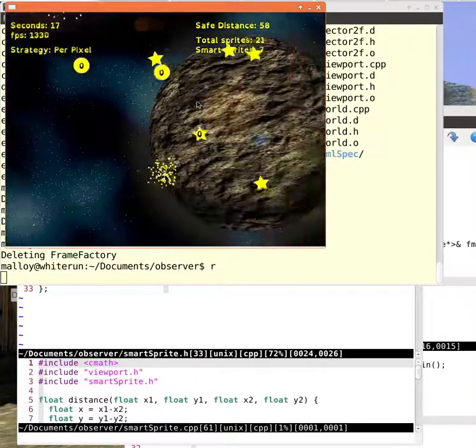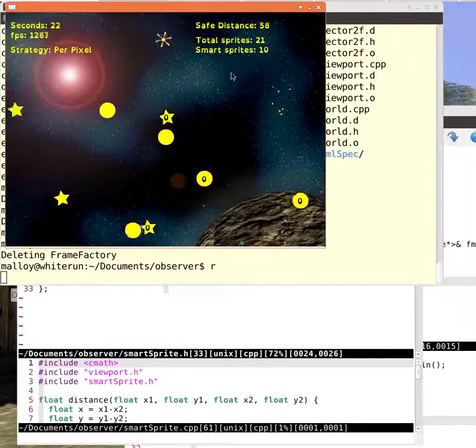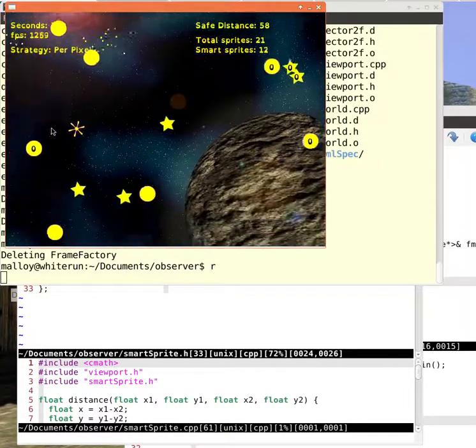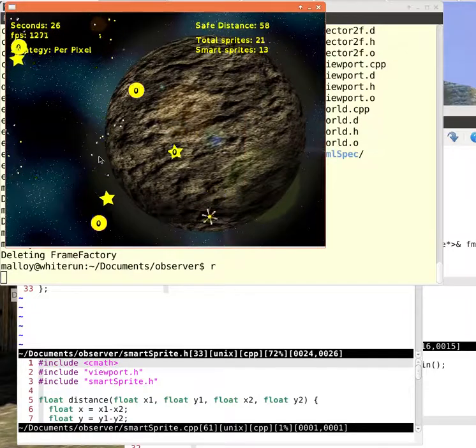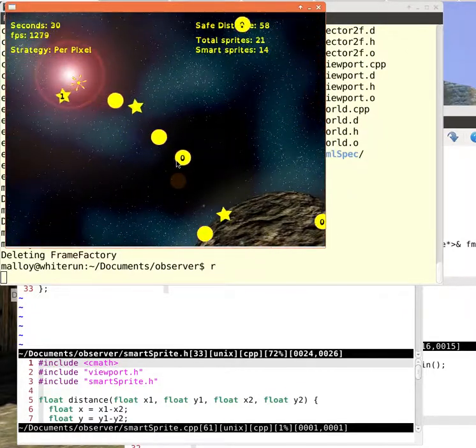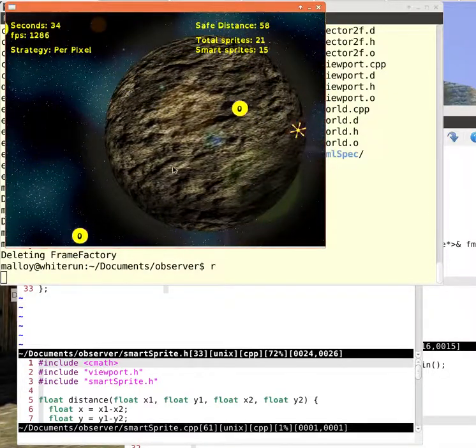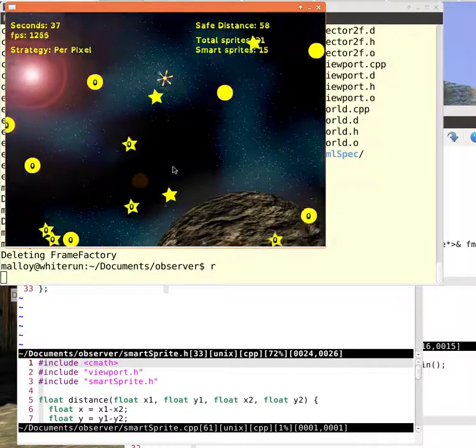Let's see. This only refers to the smart ones. I don't know if that's working, but you can see the safe distance is now 58. And so they'll let the spinning star get real close before they start to evade. Let's see if the spinning star gets them quicker. Ooh, yeah, I don't know. Is he getting them quicker? See them switching, though? I think I like it better at this one.